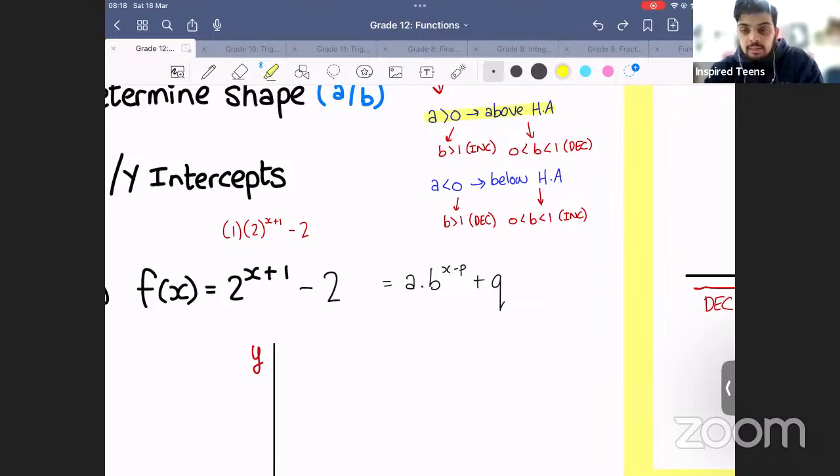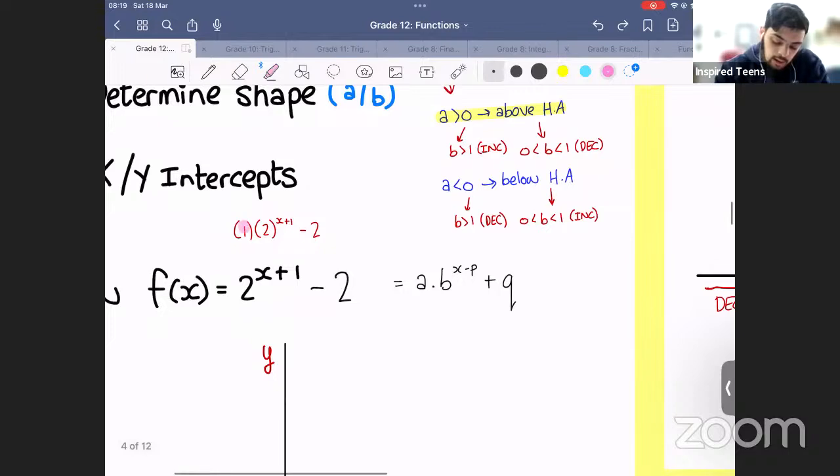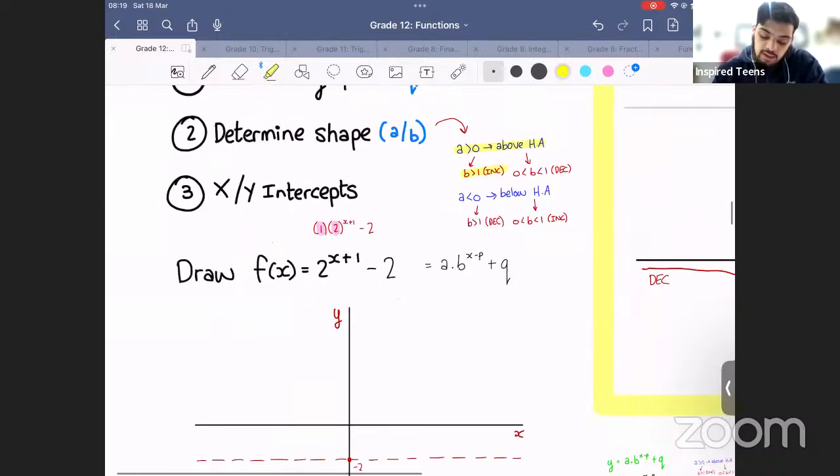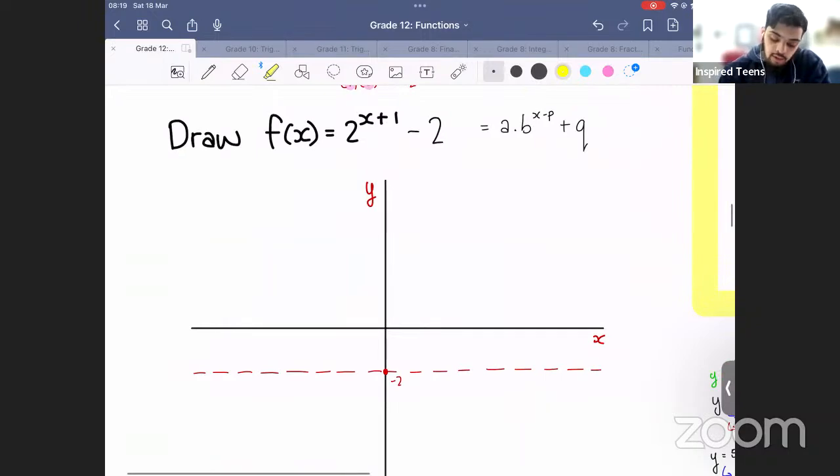So essentially I'm asking, is B greater than 1 or is B between 0 and 1? So what is B? B is positive 2. That's A, that's B. Not decreasing, increasing. Because B is greater than 1, B is 2, which is definitely greater than 1, it's an increasing function. So now we know it's above and increasing, so I can draw a rough idea that it's going to look something like that.